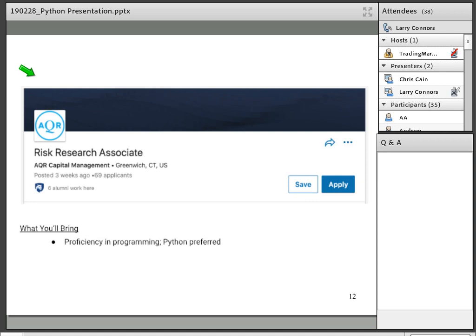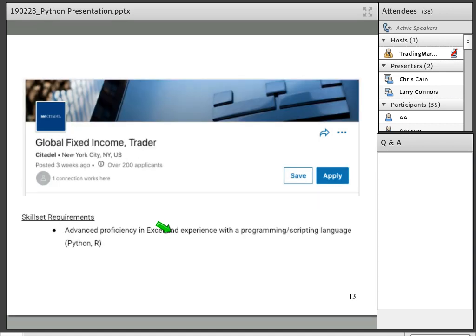And when you take a look, here's a job search that they have going for a risk research associate in their Greenwich, Connecticut office. And the requirements, what you'll bring: proficiency in programming. And as you can see, Python preferred. We'll go to the next slide here.